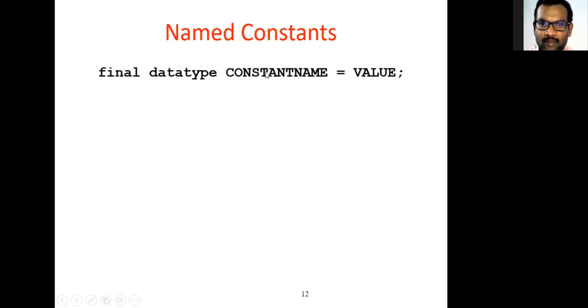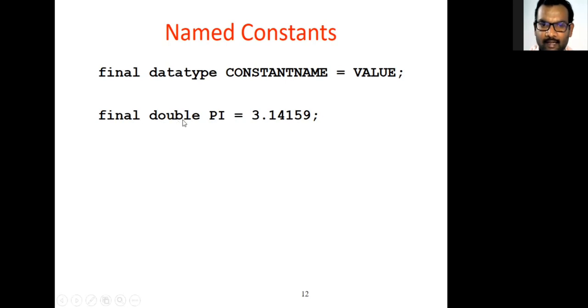A value is assigned to the constant name, and we need to specify the type of the data. For example, the value of pi is equal to 3.14159. This is a fixed value. The value of pi won't be changed throughout the program. So this is the way to declare the constants. Generally, constant names are represented with capital letters. The final keyword is used to specify the constants.